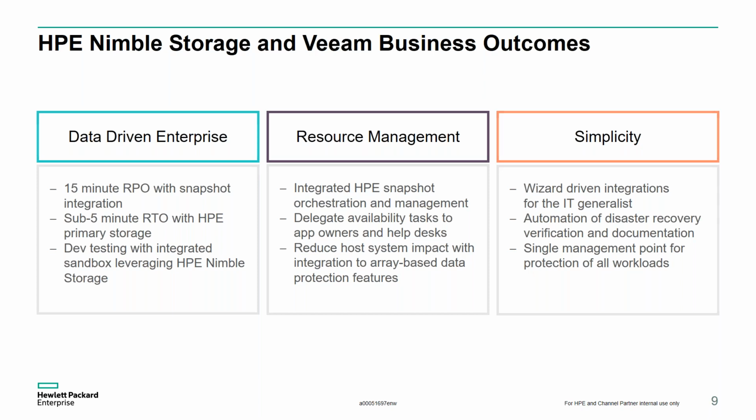From a resource management perspective, we want to have one place to orchestrate this, and we can delegate tasks to different people within the BU within our customer base. But it's also about how we take the host impact away, offloading it from the servers and driving it onto the storage array to use those storage array features to the best potential. It's all about simplicity. We need to make this simple for the IT generalist, and we need to make this automatic. So we need to automate disaster recovery verification and documentation with a single pane of glass for protection for all the workloads. Next slide, please, Kev.